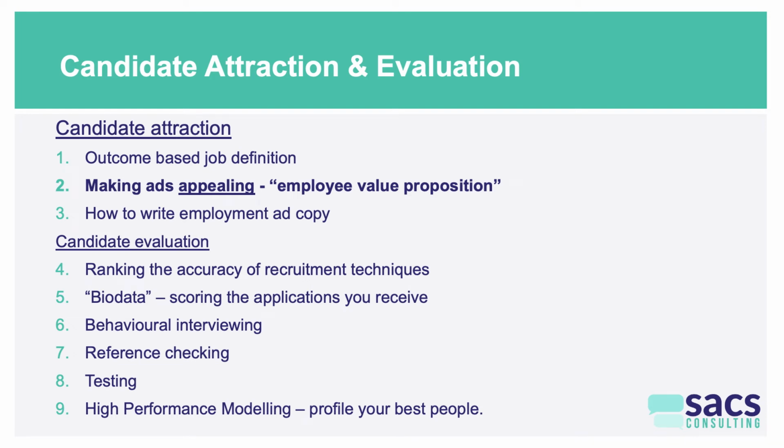In the previous one, we talked about this process of job definition called outcome-based job definition, which is a way of ensuring that the job is of its very nature attractive and that it's defined clearly in a way that people can easily understand. But let's now talk about a thing called an employee value proposition.